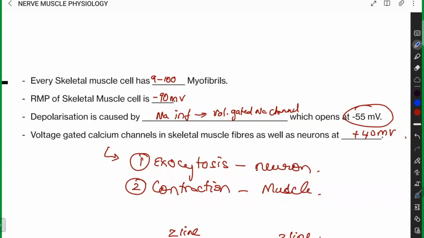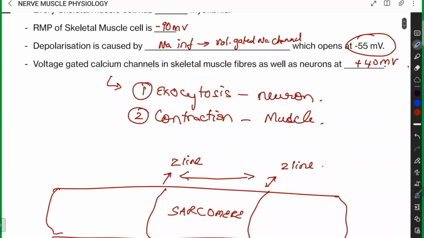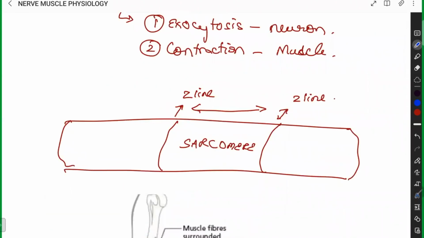But remember one important thing, in a smooth muscle cell, you don't need a sodium influx. Your calcium influx itself is sufficient for the excitation of your smooth muscle cells. That is what we will be discussing later. Now coming back to the functional unit of a skeletal muscle, that is called the sarcomere. So this is going to be your sarcomere. This sarcomere is going to be guarded by one important thing, that is the Z line.